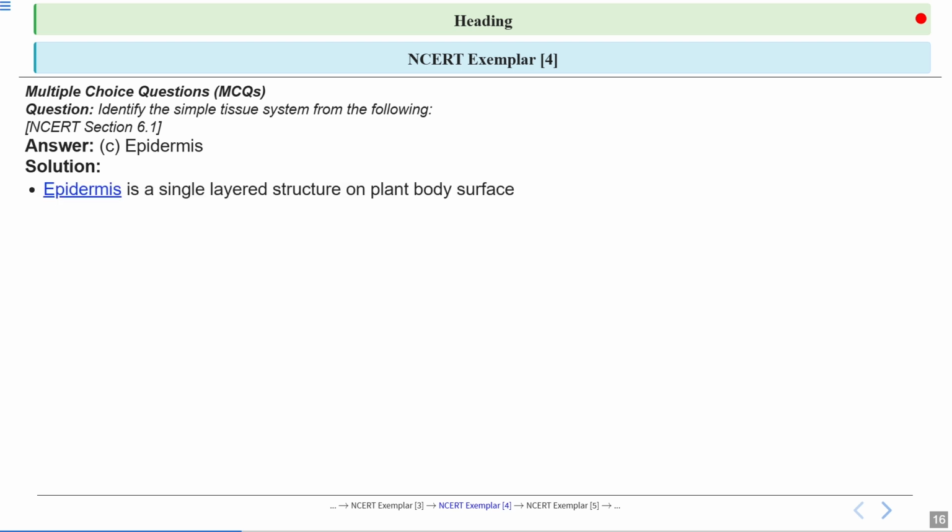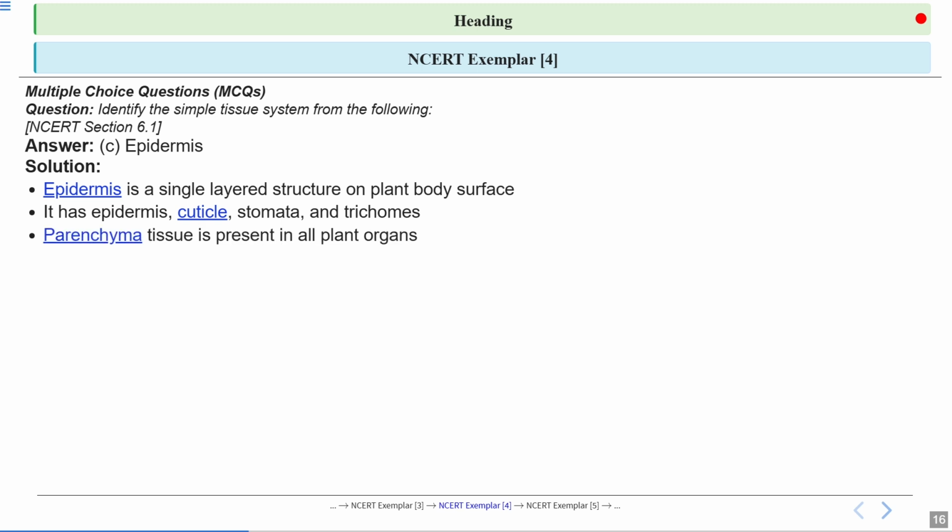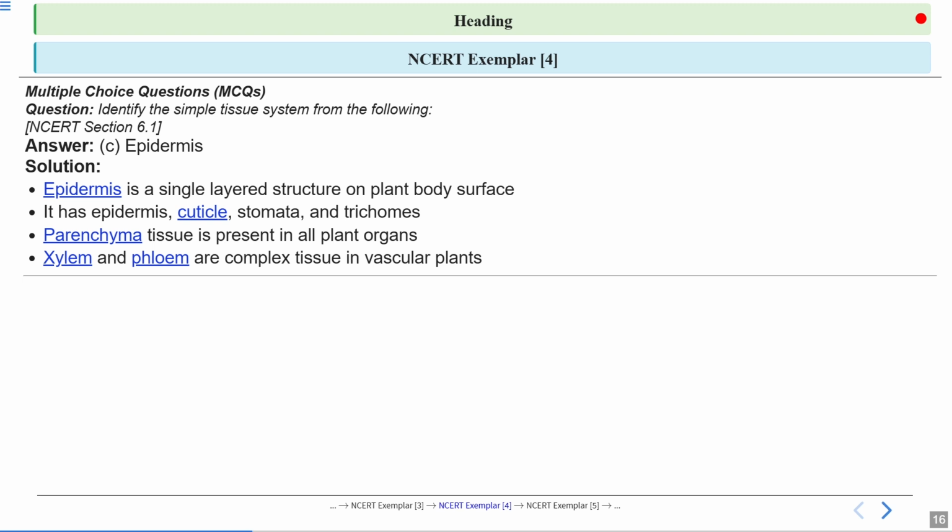Epidermis is a single layered structure on the plant body surface. Very simple one. And it has epidermis, cuticles, stomata and trichomes on their surfaces. Parenchyma tissue is present in the plant organ. They are talking about the tissue system. Remember, tissue system: epidermal tissue system, ground tissue system and vascular tissue system.